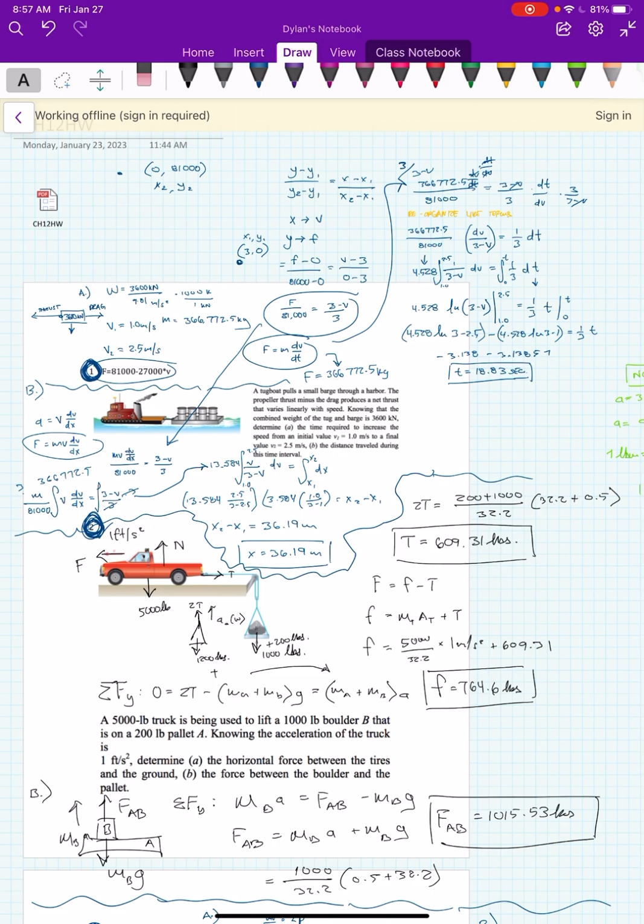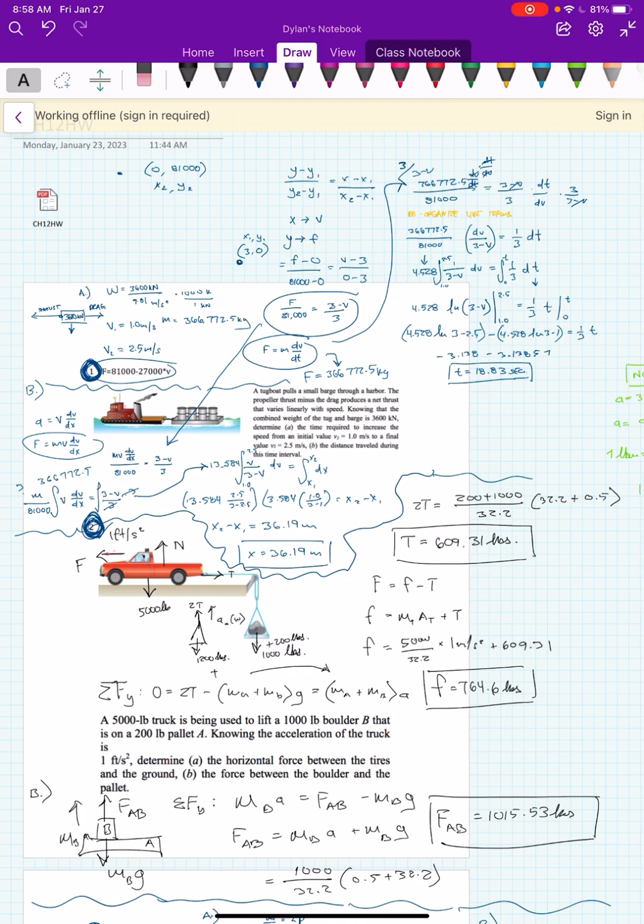And from that point, let's see. Yeah, so that's correct. And then we get our time, 18.83 seconds, after we integrate from those two things. And then that was the derivative with respect to time.